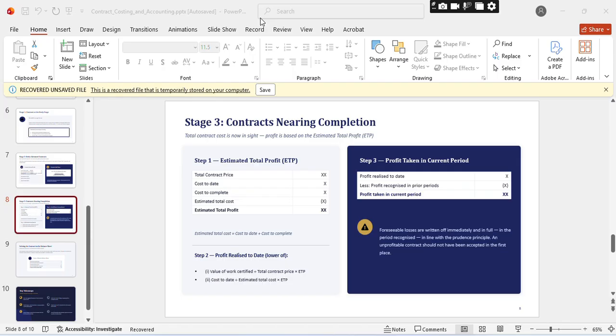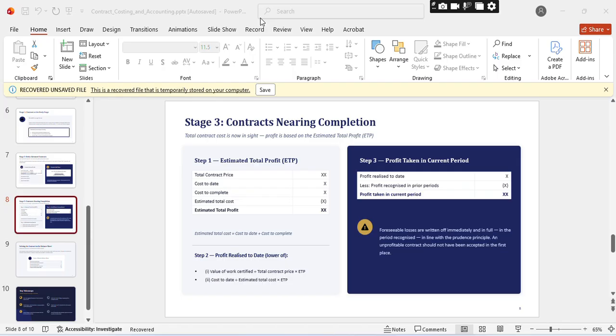Okay. And for step 2, we're saying that to determine the profit to be realized to date, we have to look at the lower of the value of what's certified divided by total contract price, multiplied by the estimated total profit, or the cost to date divided by the estimated total cost multiplied by the estimated total profit. This will help us to determine the profit realized to date.